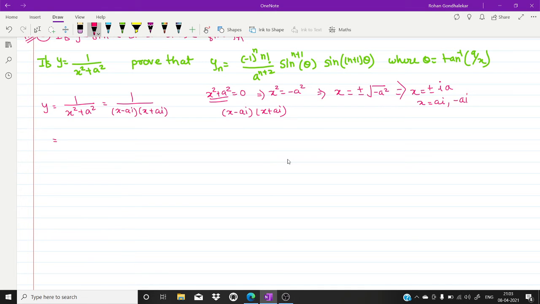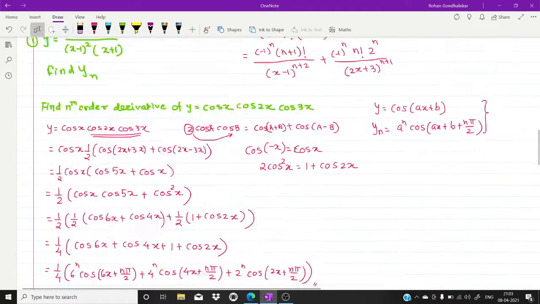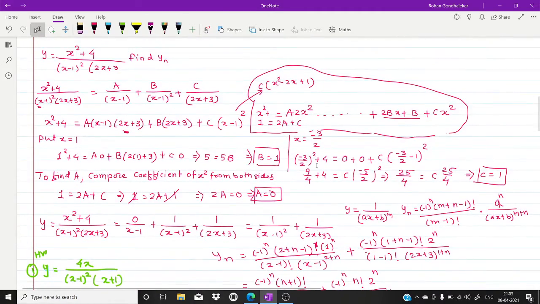I am not going to use much time for this, but I directly write down the terms: 1 upon 2ai into bracket 1 upon x minus ai minus 1 upon x plus ai. Now therefore yn, that is the nth order derivative, is 1 upon 2ai as it is. Let me bring you to the last lecture's example.